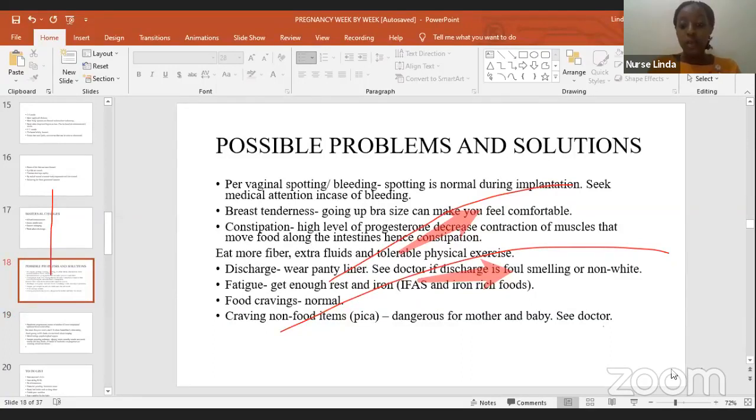We have the issue with the discharge. If there is too much discharge, they can consider putting on a panty liner, and this panty liner should be changed often to prevent an infection. They only need to stay home if the discharge is not smelly, they are not itching, and the discharge is white. Now, when they begin having a discharge that is smelling, they are itching their private parts, they need to consult a doctor.